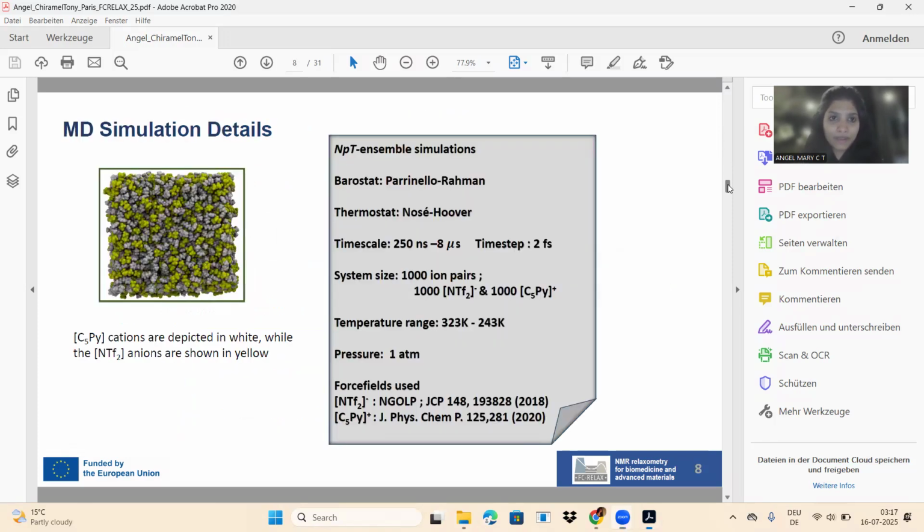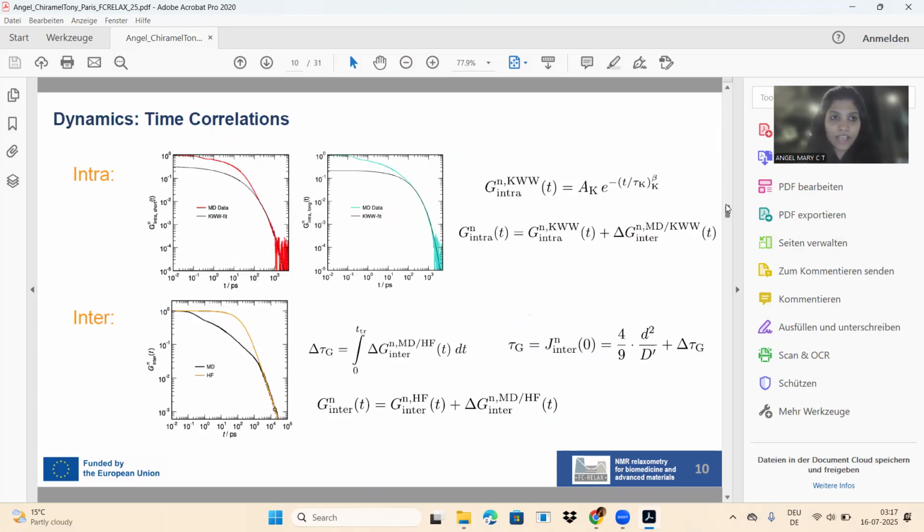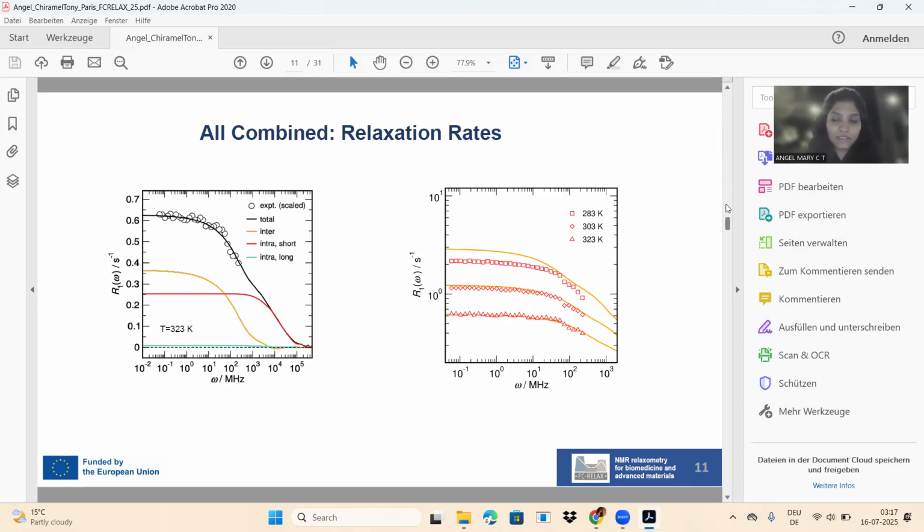So we will first look at the simulation details. We ran simulations spanning from 250 nanoseconds to 8 microseconds with reasonable force fields, 4,000 ion pairs, and the distance distributions are studied with the intermolecular and intramolecular contributions, and the dynamics has been computed from the time-dependent correlation function, which we take a Fourier transform of to obtain the spectral density, which eventually gives us the relaxation rate from a first principles based approach.